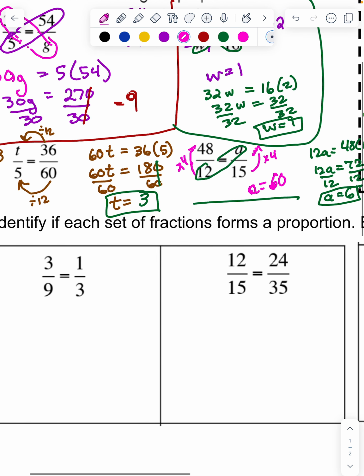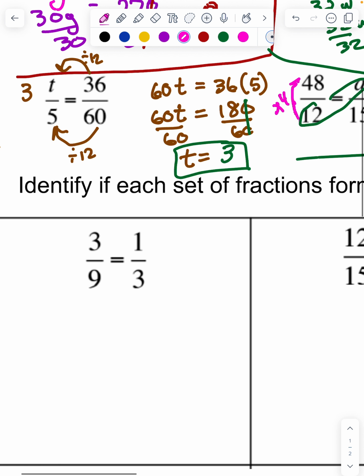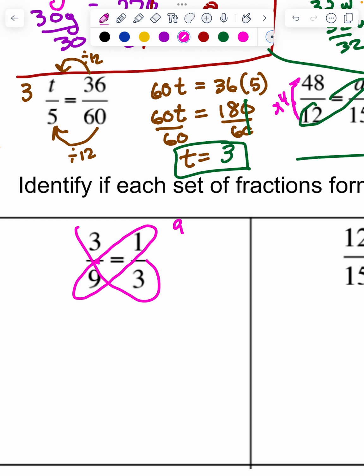Next, identify if they are a proportion. I am going to multiply, and I'm going to say 9 times 1 is 9. I'm going to multiply. I'm going to say 3 times 3 is 9. If the numbers are the same, then they are proportional.